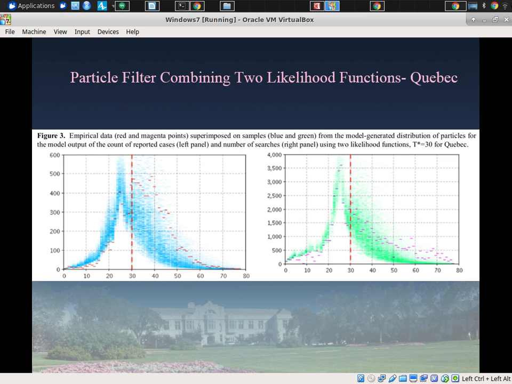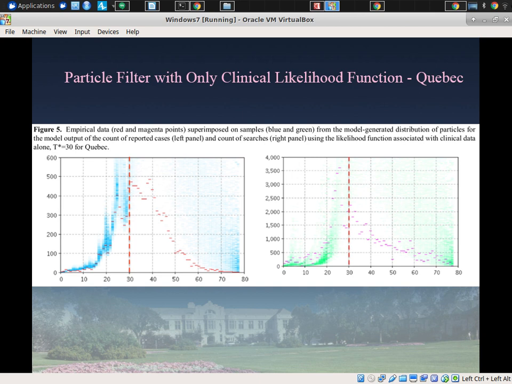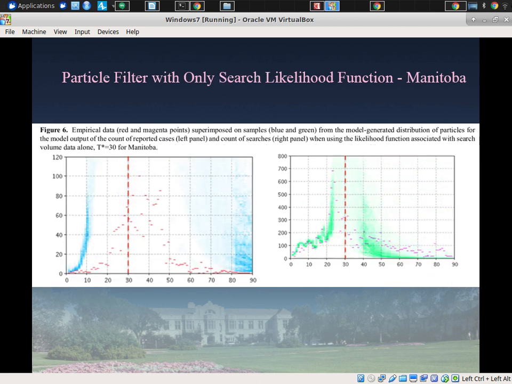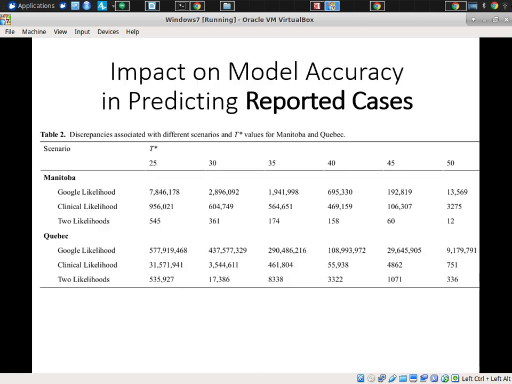So here we go, two likelihood functions for Quebec versus one. This is only clinical data. It has no clue how clinical data is going to progress. What allows it to predict clinical data is search data being added. That's the ticket, to have both together. Then it can predict. Search data by itself for Quebec is hopeless to predict clinical. Both, there is the rub. That's the ticket. Nonlinearly better, it allows capturing them both.